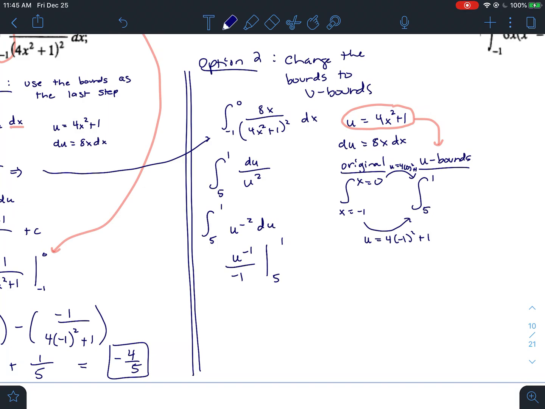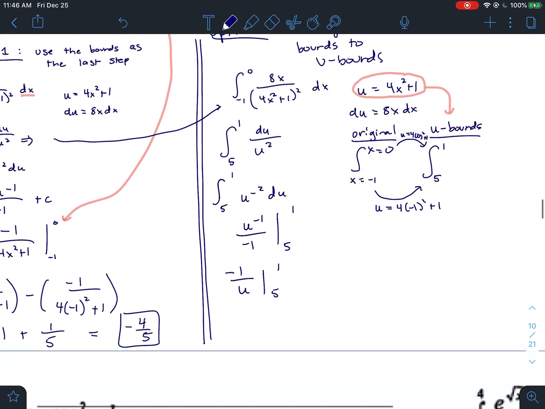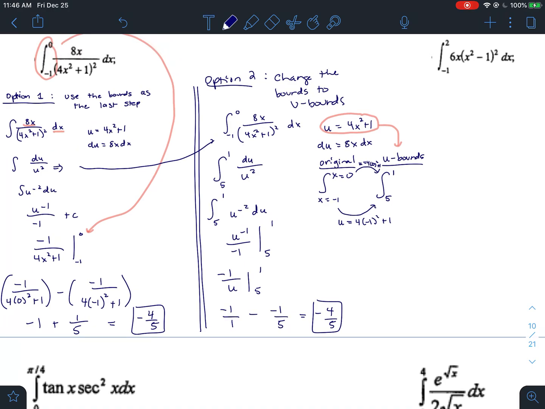The x's are completely done because we changed those bounds. So again, this is going to be negative 1 over u between 1 and 5. Now when you plug in, you get negative 1 over 1 minus negative 1 over 5. And we get negative 4/5, just like we did before.